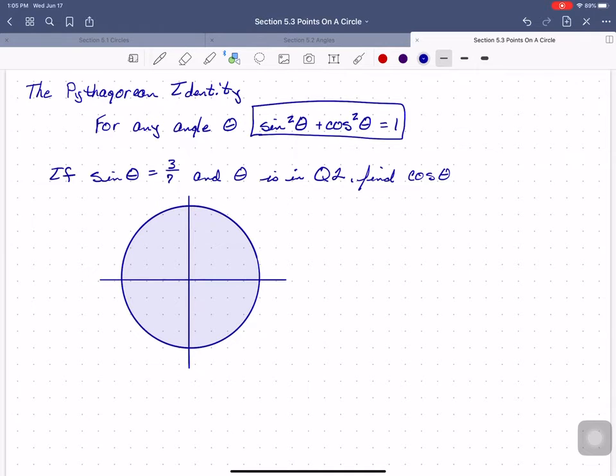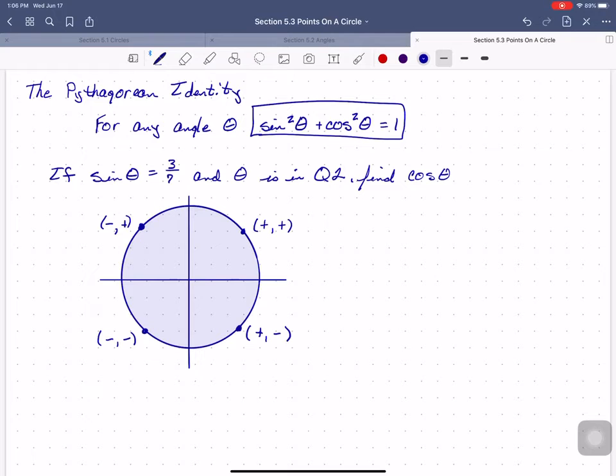Let's just talk about this. If I think about the coordinates of this point here, whatever they are, they're both positive. If I think about the second quadrant, my x-coordinates are negative. If I think about my third quadrant, both x and y are negative. And in my fourth quadrant, x is positive, but y is negative.